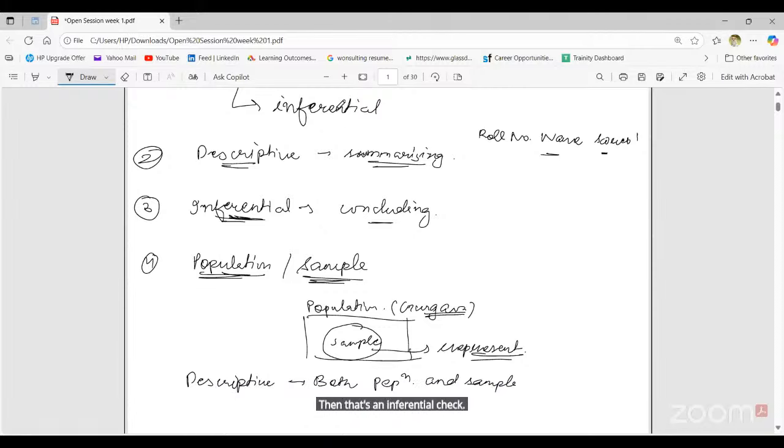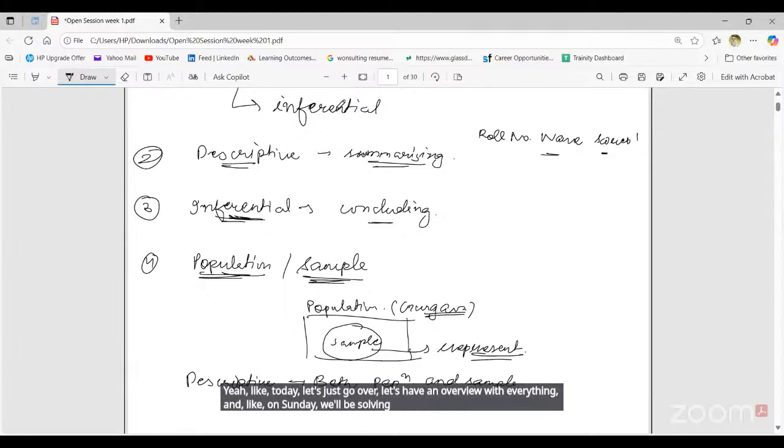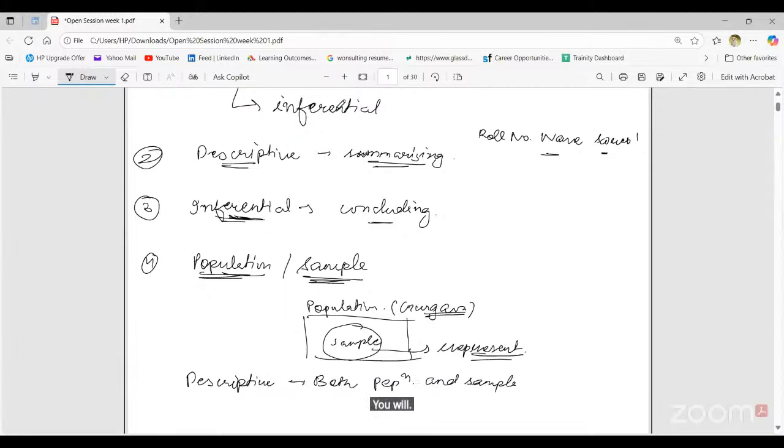Okay. Today, let's just have an overview of everything, and on Sunday, we will be solving some questions. So I guess your doubts will be clear. Okay, ma'am. Is it fine? Okay, so can we continue? Where were we?